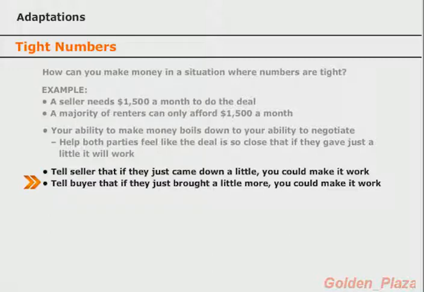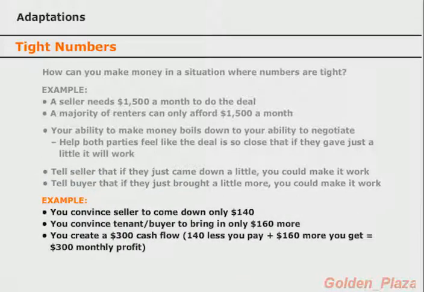Then go to the tenant buyer and tell them that if they could come up with just a little bit more, you can get them into the house. You can go back and forth like this as much as you need in order to create a monthly profit. For example, say you convince the seller to come down merely $140 per month, but at the same time, you convince the tenant buyer to bring in just $160 more a month. By leveraging these two small amounts, you've created a $300 monthly cash flow.